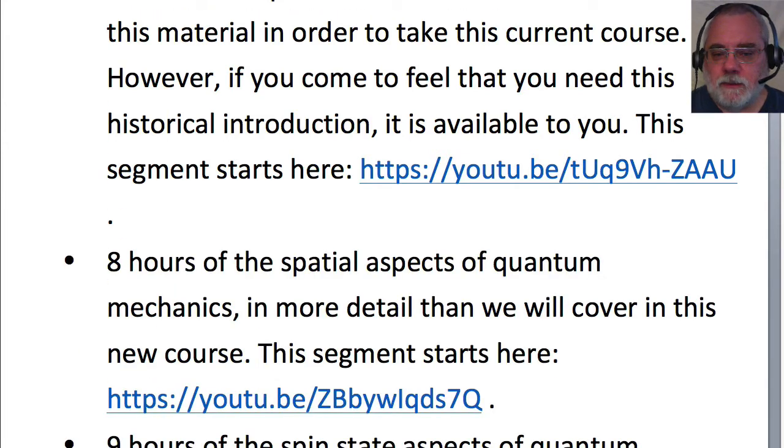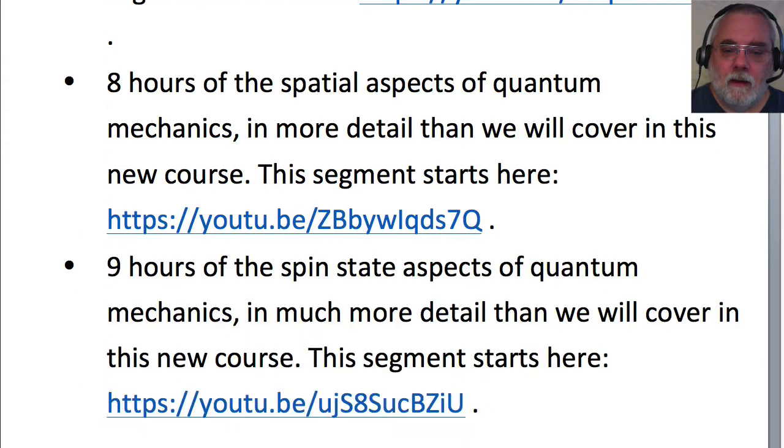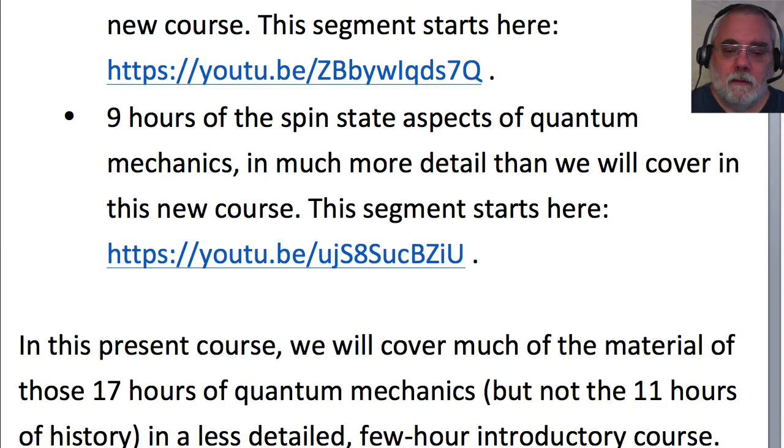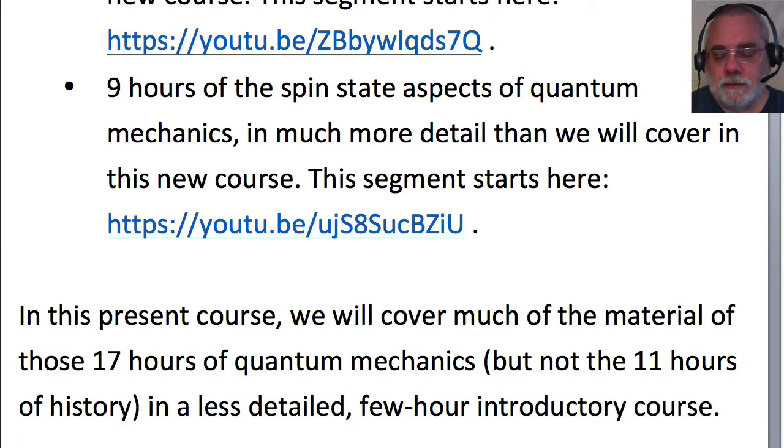Then 8 hours of the spatial aspects of quantum mechanics in more detail than we will cover in this new course. And 9 hours of the spin state aspects of quantum mechanics in much more detail than we will cover in this new course. But in this present course, we will cover much of the material of those 17 hours of quantum mechanics, but not the 11 hours of history.